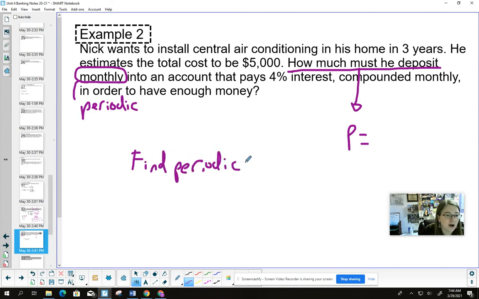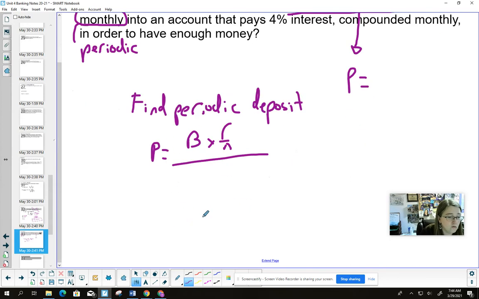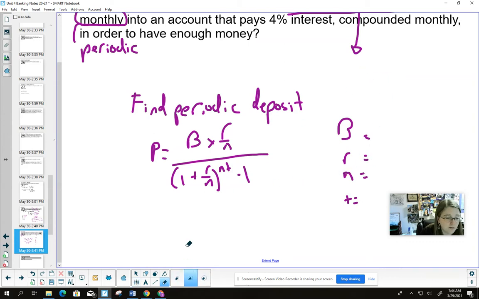Our next lesson is practicing all of these formulas and determining which formula to use and all of that. So we'll have an opportunity to continue to work with that. So you have B times R over N all over 1 plus R over N to the NT minus 1. So same thing. We got B, R, N, and T. Take a moment, write out your variables. Just going to get that out of the way.